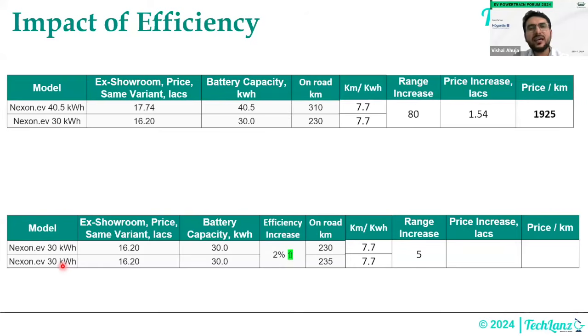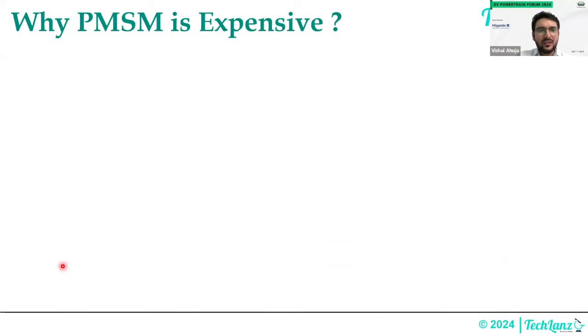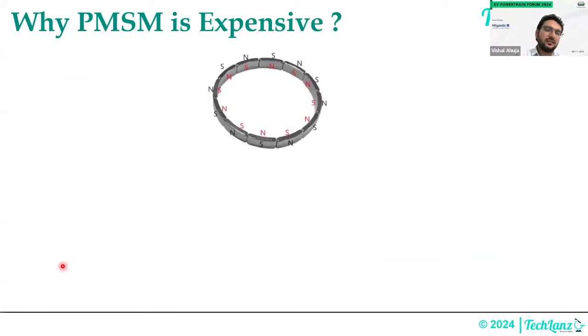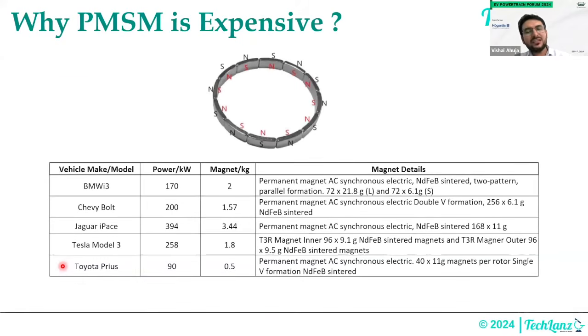Let's understand why PMSM is expensive, right? The reason is the permanent magnets in the first place. And we talked about it; I think they covered it in the beginning of the session itself, right? And if you see the amount of magnet which is going into different vehicles, it's varying, based on the kilowatt rating of whatever motor they have. BMW i3 has 2 kg of magnet. Jaguar I-Pace, Tesla Model 3 has 1.8 kg of magnets, right?